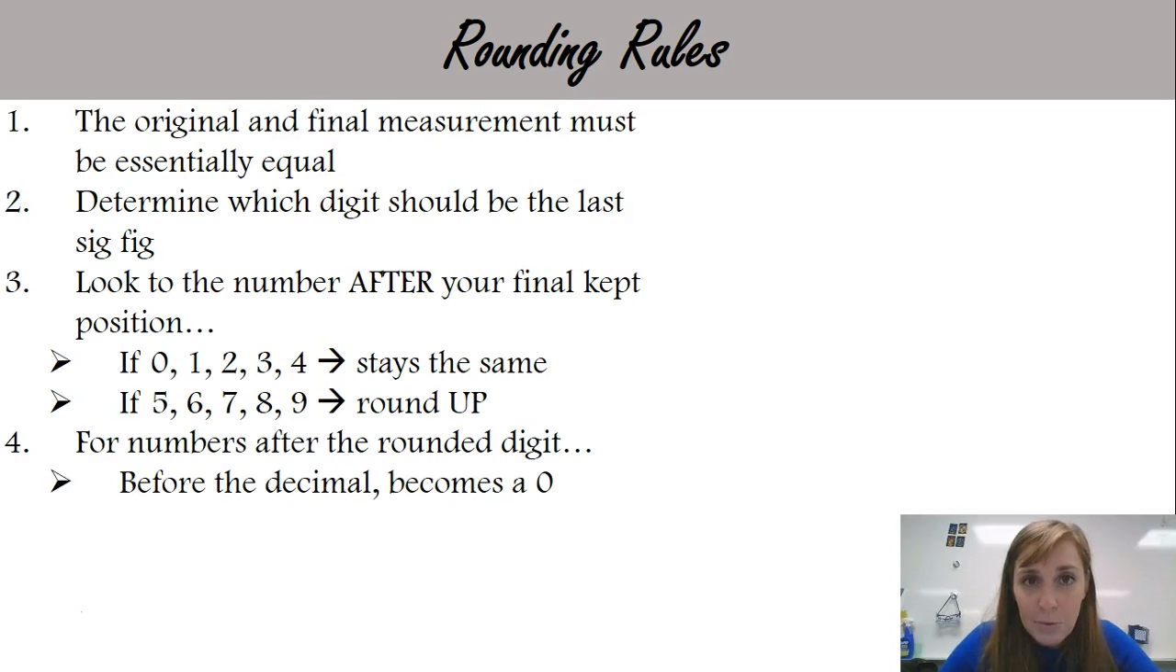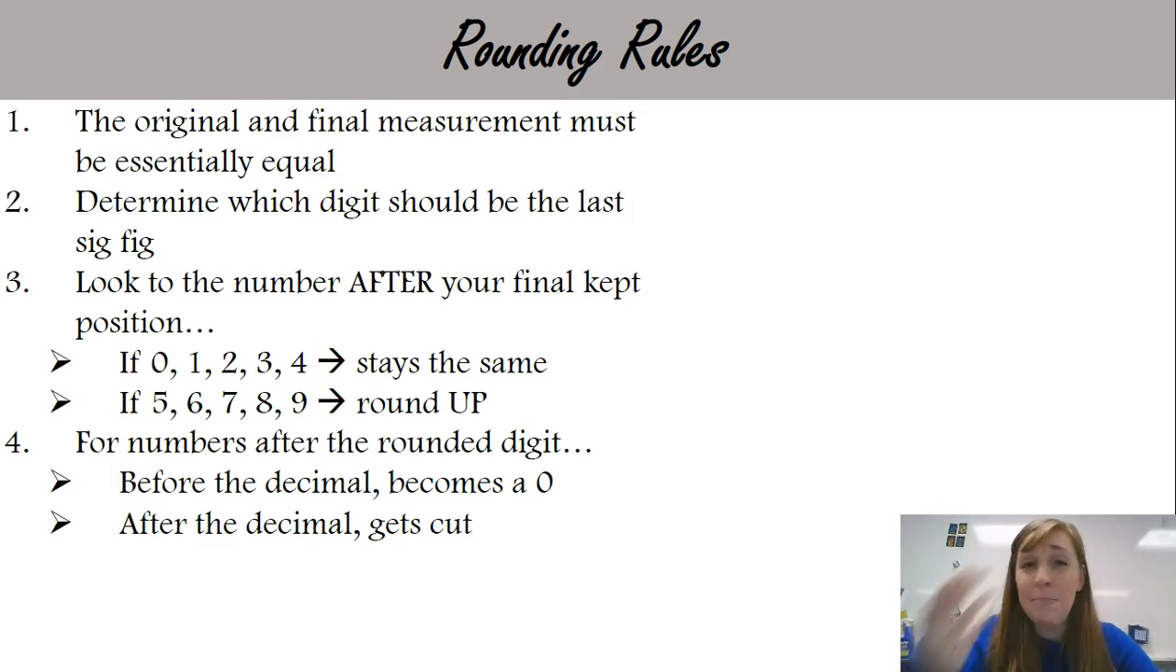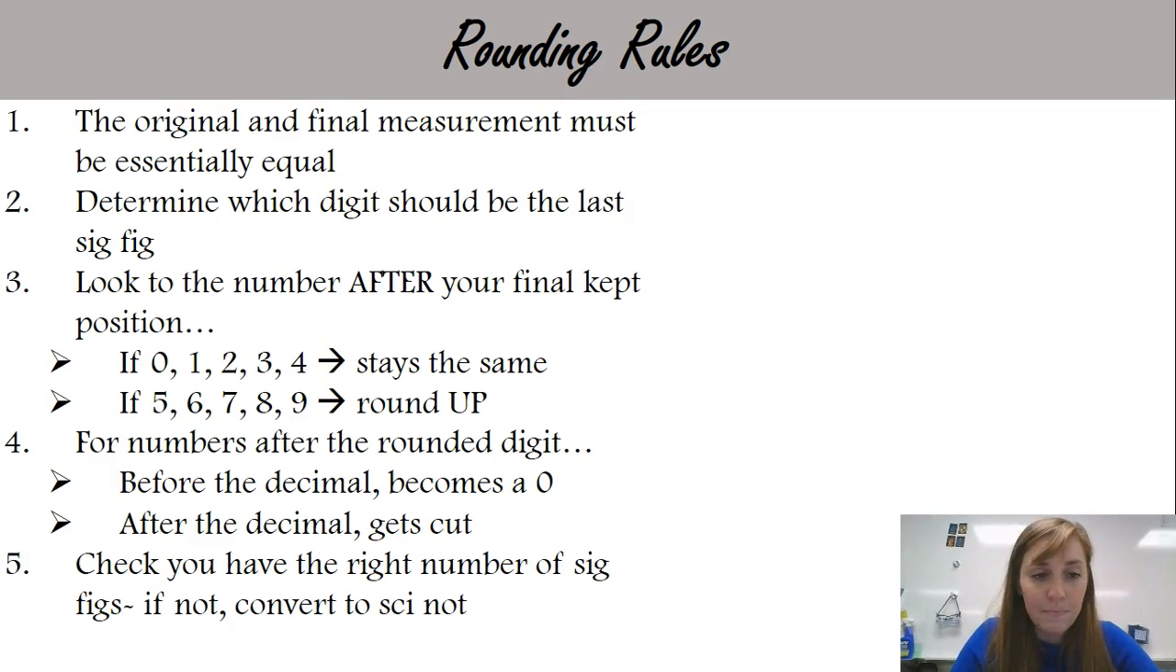For the numbers after the rounded digit, what do you do? If they are before a decimal, you're just going to change them to 0. They become placeholders. If it's after a decimal, cut them off, because if you kept them, they'd be significant, and we're trying to get rid of some.